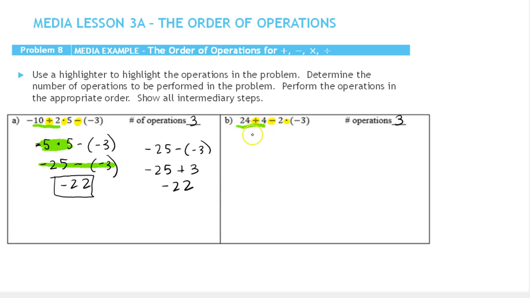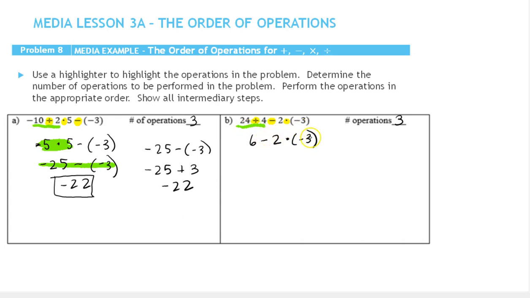24 divided by 4 is 6, minus 2 times negative 3. Okay. Now this is where it's really tempting to subtract 2 from 6. You see it first from left to right. That's easy, so we know how to do it, but you have to stop and remember to follow the order of operations. So here we have subtraction and multiplication, so we have to do the multiplication first.